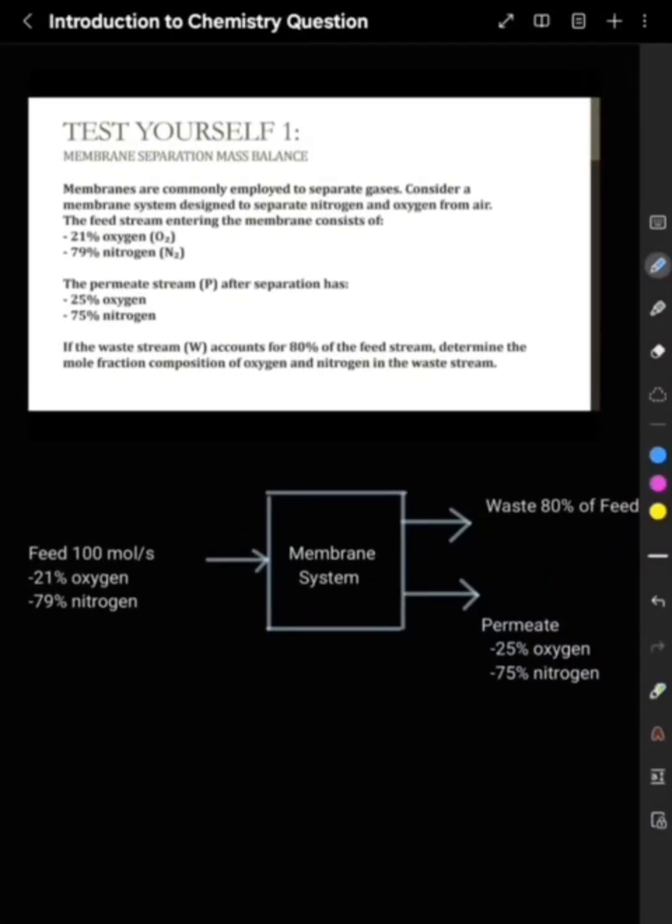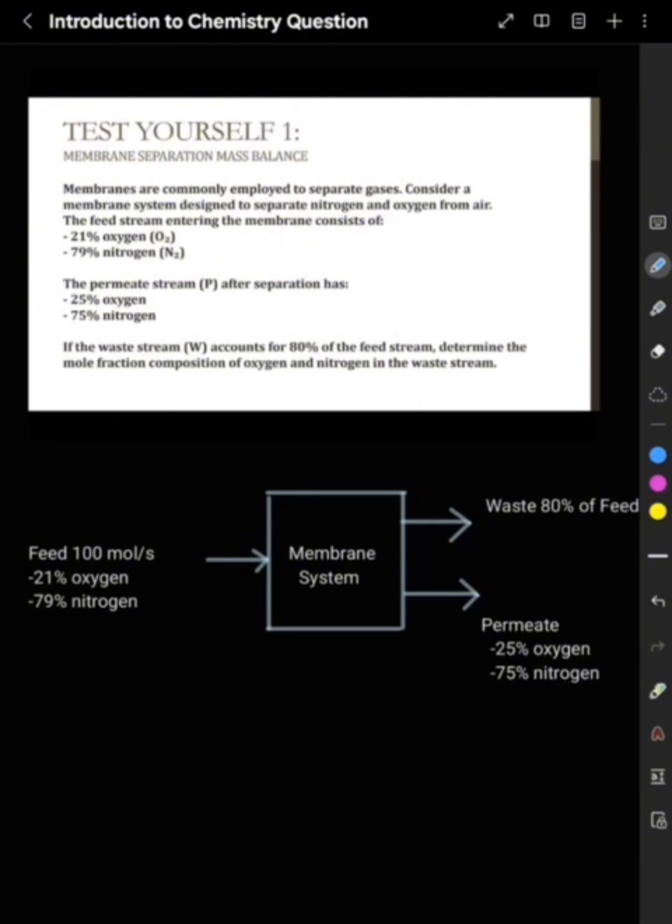So the question: membranes are commonly employed to separate gases. Consider a membrane system designed to separate nitrogen and oxygen from air. The feed stream entering the membrane consists of 21% oxygen and 79% nitrogen. The permeate stream after separation has 25% of oxygen and 75% of nitrogen.